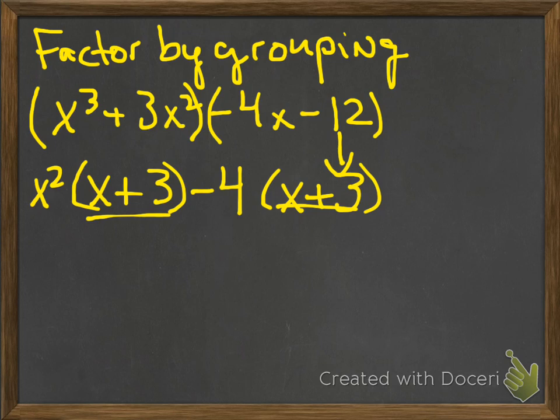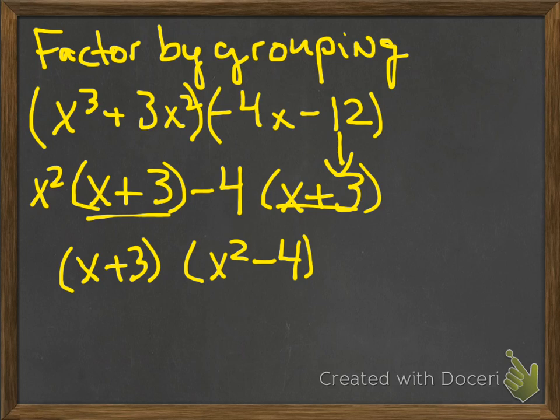Now, to keep going, we're going to put the parentheses that repeats as the first parentheses, x plus 3, and the two terms that are outside of both parentheses together in another parentheses, x squared minus 4.